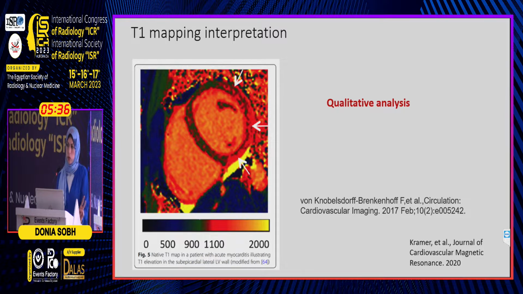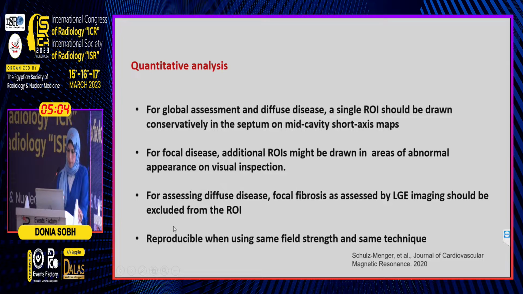We can do the interpretation by two methods. First is qualitative. So we get this map. We see this area, this is the normal myocardium, and this is the diseased myocardium. See how it has this different color? You can compare it with the scale. So here, around 900, 960 is the normal myocardium. The red areas are the areas where the T1 value is increased, and if it decreases, the abnormal areas will show up as these colors.